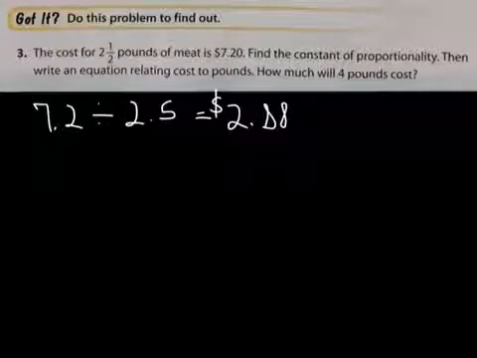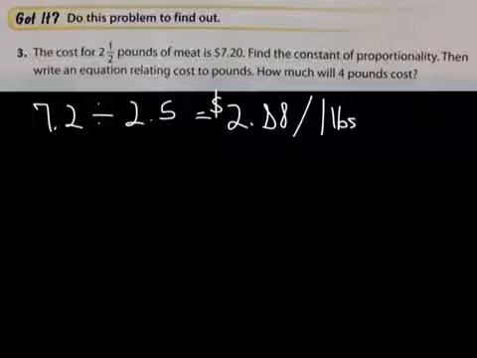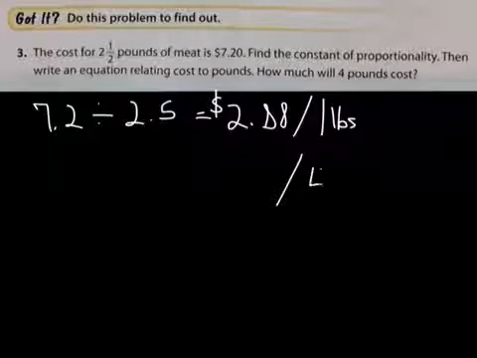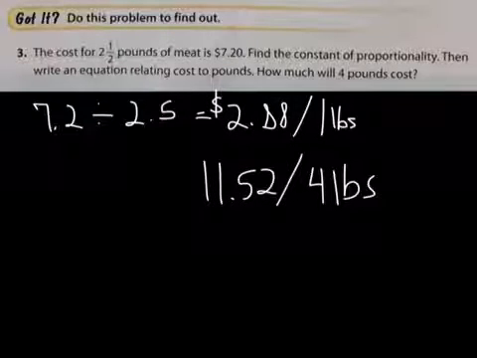So $2.88 per pound. LBS, libras, for 1 pound. Okay, they were asking us to find the constant of proportionality. There it is. Then write an equation relating cost to pounds. It's the same thing. And how much will 4 pounds be? So if I'm going to quadruple the 1 to 4 pounds, I must do the same to the 2.88. And when I quadruple 2.88, I actually get $11.52.